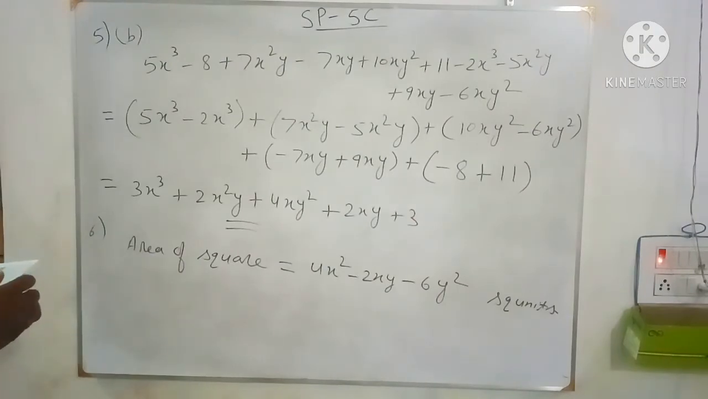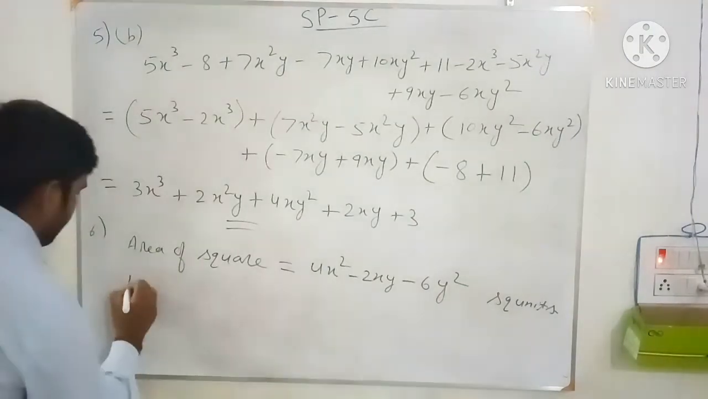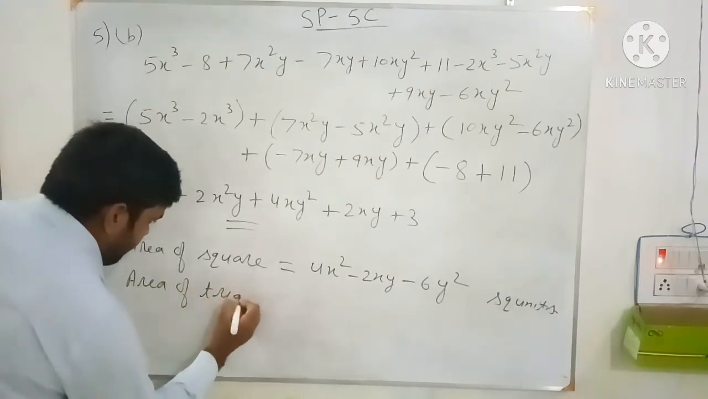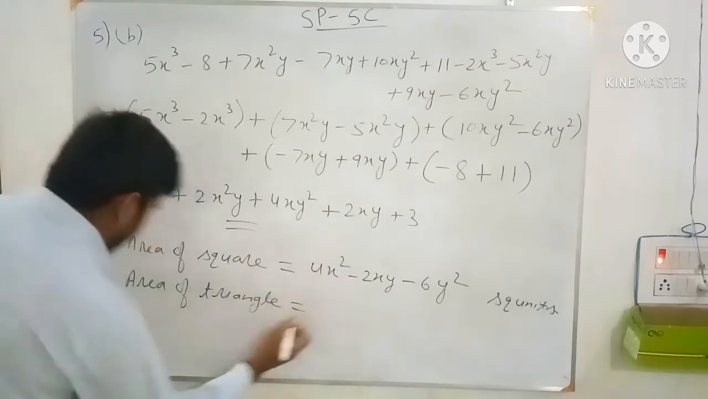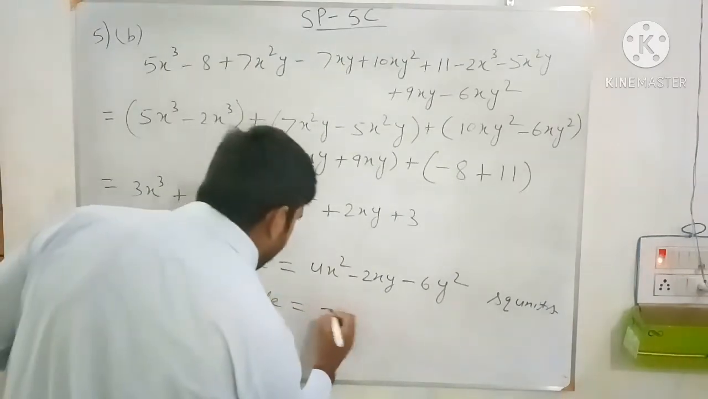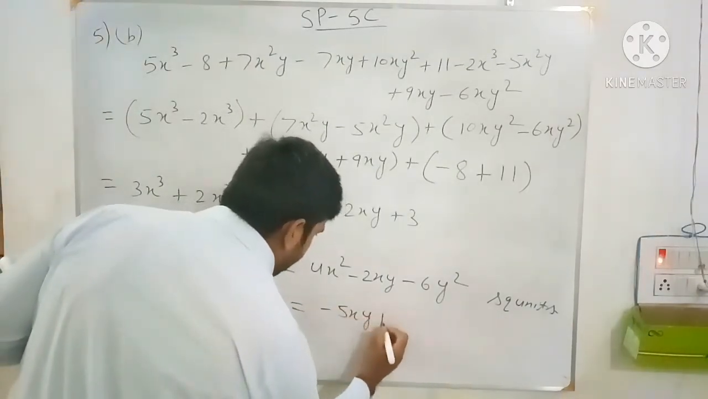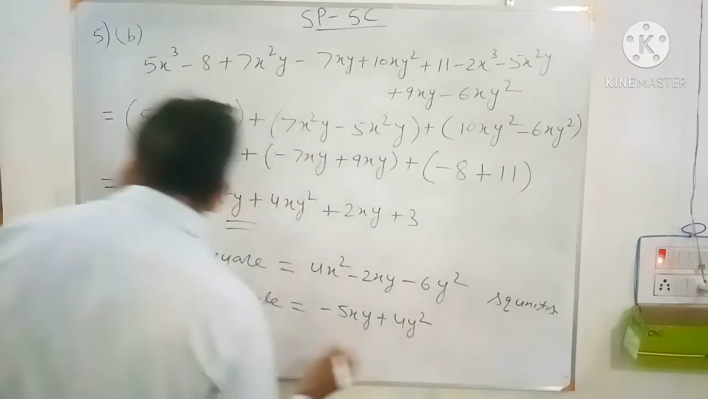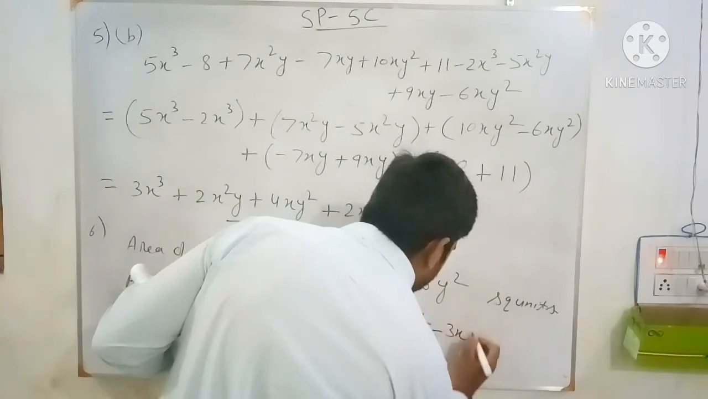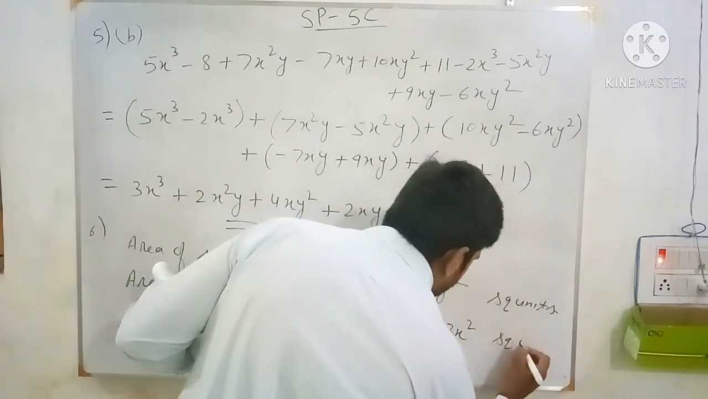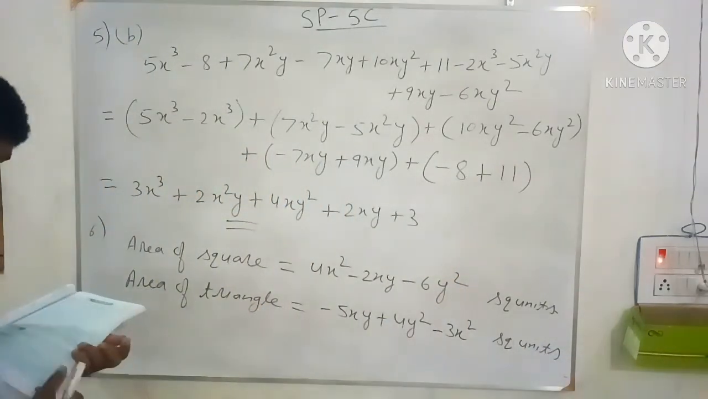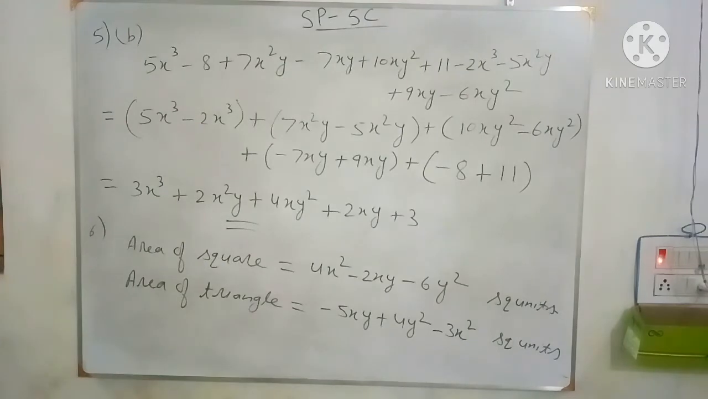Next, a triangle inside has an area of. Now area of triangle is also given. Area of triangle given: minus 5xy plus 4y square minus 3x square. Square units. So area of square is given and the area of the triangle is given. Find the area of the shaded region.